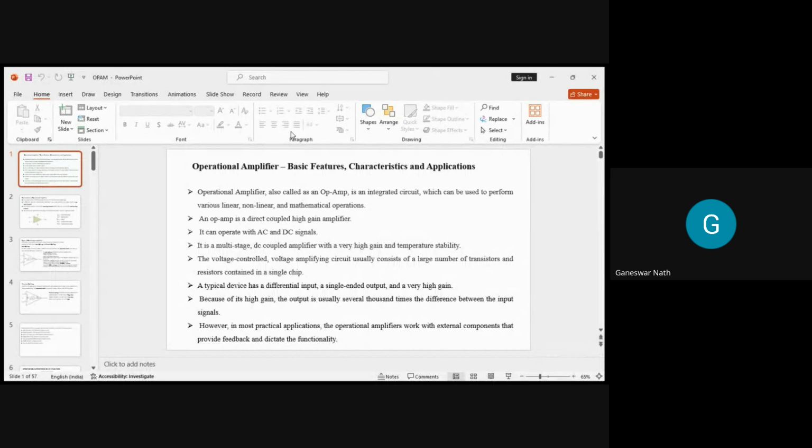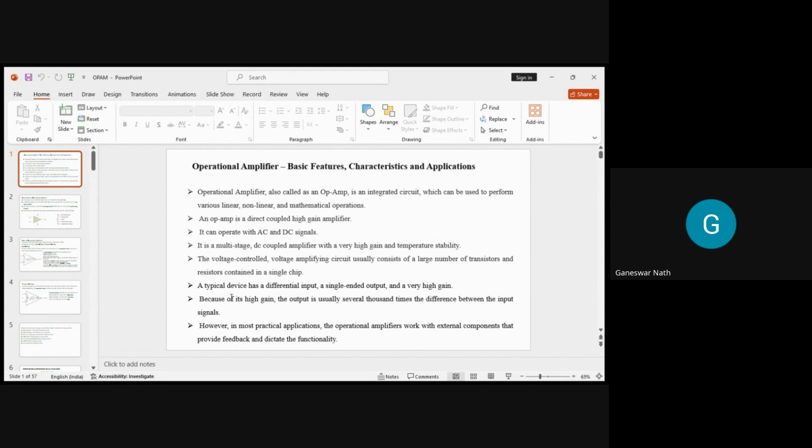Operational amplifier, or in short op-amp, is an integrated circuit which can be used to perform various linear, nonlinear, and mathematical operations. An op-amp is a direct coupled high gain amplifier. It can operate with both AC and DC signals. It is a multi-stage DC coupled amplifier with a very high gain and also temperature stability. So these are all the features.